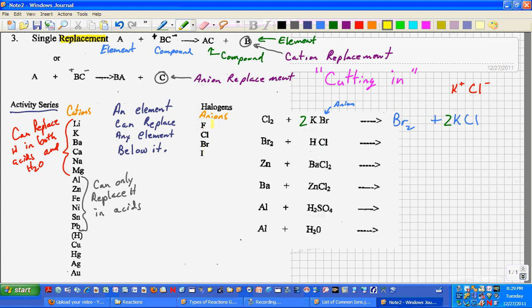So I take a look and I see chlorine here, bromine here. Bromine can only replace what's below it. The only thing below it is iodine. Chlorine, you can't kick out chlorine. Not going to happen. So what we wind up with here is no reaction. We always have to consult this activity series to decide whether this single replacement reaction is going to occur. Let's take a look at this next example.